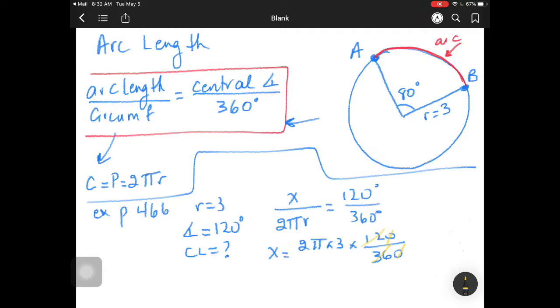This would give me 3. Then the 3 cancels out with the 3, and the answer is 2 pi. Now, if you need to, you can use pi as 3.14, which would give you an arc length of 6.28. But many times we see the answer left in terms of pi, so you don't need to change pi to 3.14.